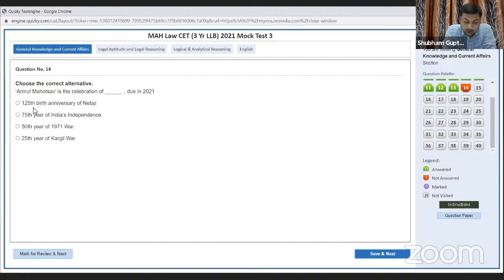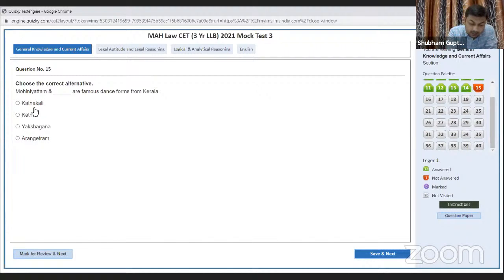Now, if I move to this, Amrut Mahotsav is the celebration of, again from current affairs. This is again, you should know, it was the 75th independence. Now, this is again, I am not very much into dance, and it is a dance from the southern part of the country. And from these four names, if I have to guess, the only name that I have heard of is Kathak or Kathakali. I have not heard of any other name out of these. So I would have marked either of these two. So let's mark A.